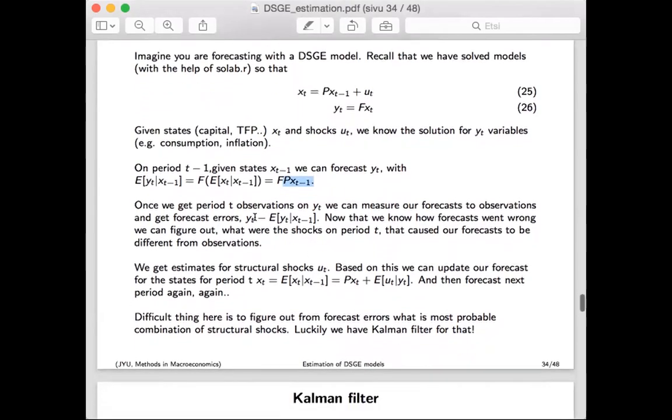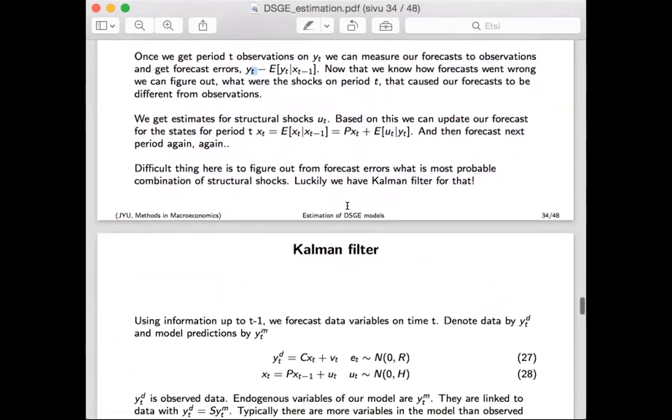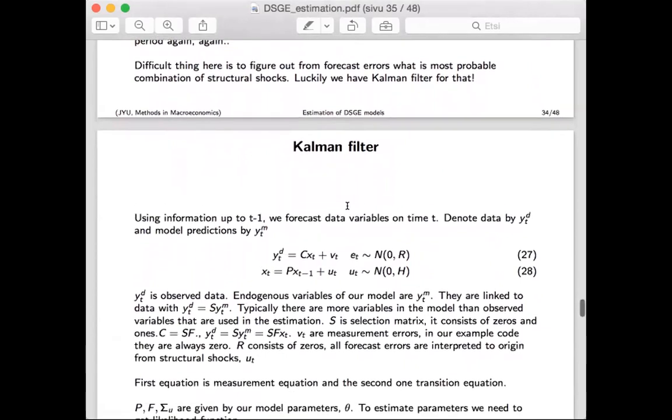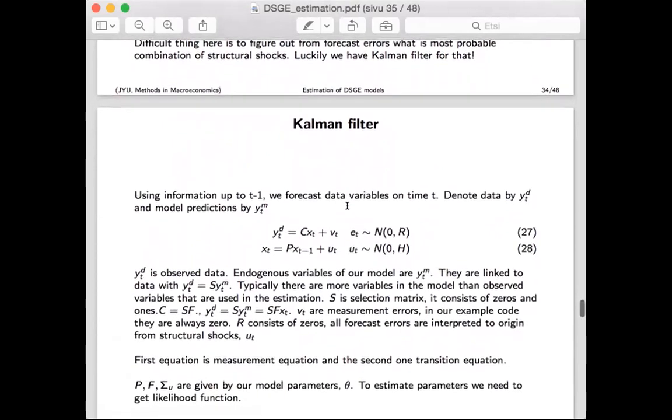And then when we obtain observation for these yt, we can obtain our forecast errors and then update our guesses on states. And since states are driven by these structural shocks, we can update our guesses for structural shocks. And we use the Kalman filter for that. So now we have a DSGE model linked to data in state space form.